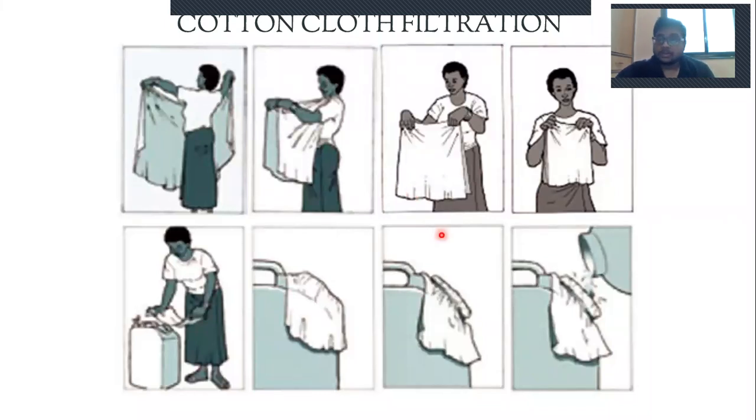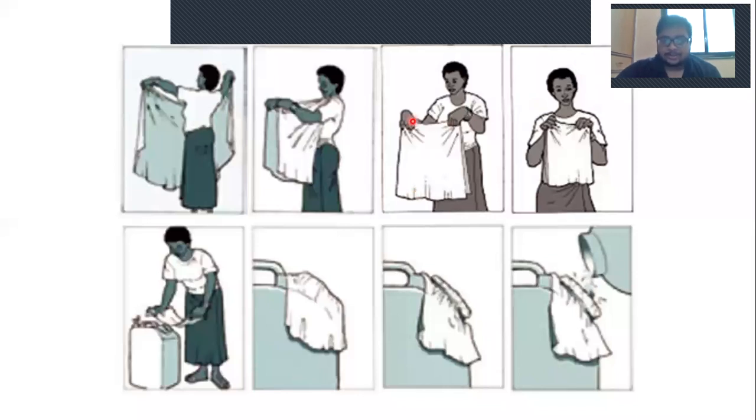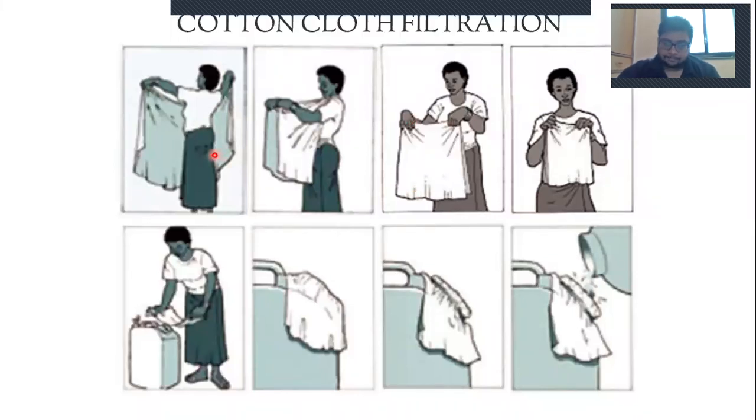Then there is cotton cloth filtration also. This is actually an Indian jugaad. Okay, cotton cloth filtration. Many houses use it, in my house also, my mom uses it. What we do is take a pure cotton cloth and keep that cotton cloth on a large vessel of water to filter out all the contents that are present inside the water.